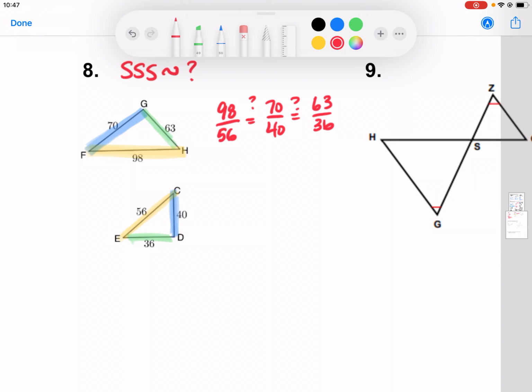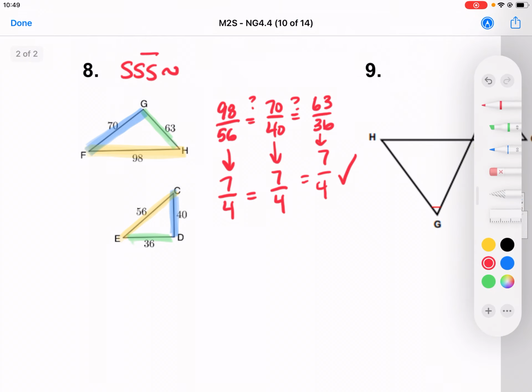So 98 is divisible by 14, and so is the other one. So we're going to simplify these. I divide both of those by 14, or you can use your calculator to simplify it for you. So we got 7/4. 70 over 40, both of those are divisible by 10, so you get 7/4. And then 63 and 36 are both divisible by 9, and you get 7/4. So all of them are equal. So that tells us that we are in fact similar by side similarity.